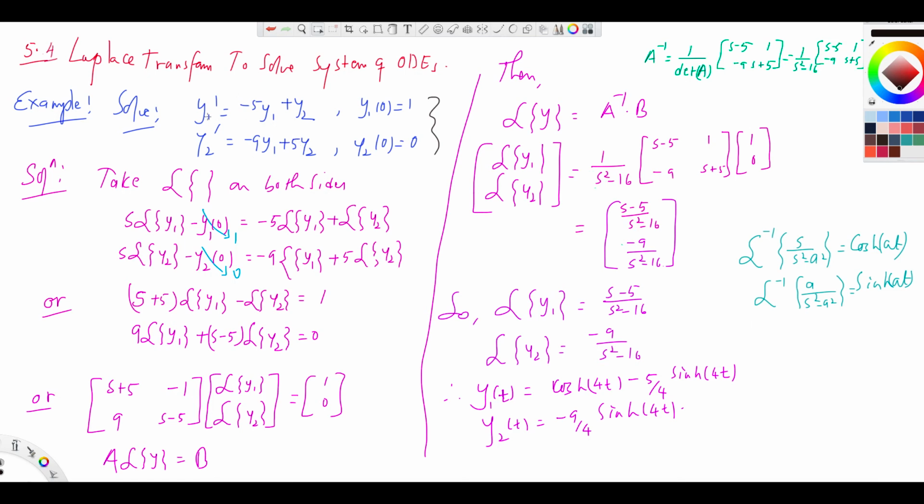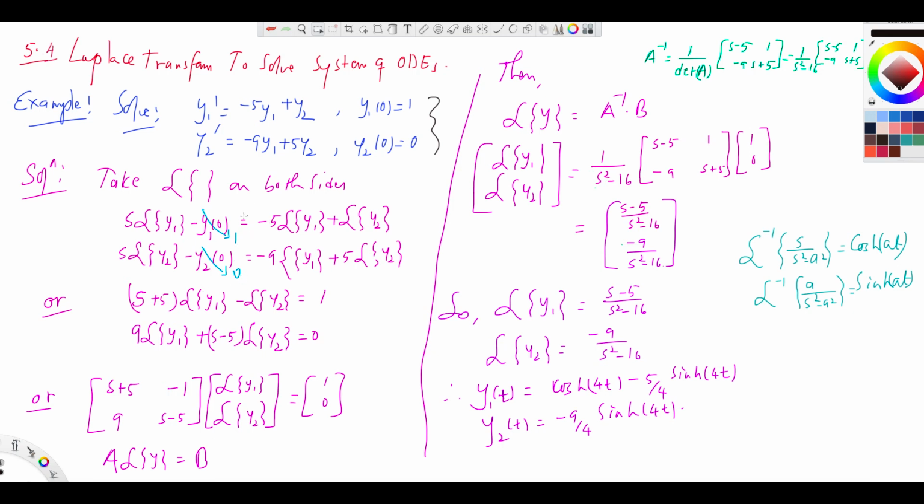Okay, see that y1 prime is negative 5y1 plus y2 and y2 prime is negative 9y1 plus 5y2, and y1(0) is 1 and y2(0) is 0. So to solve this system, what we do is take the Laplace transform on both sides. So the Laplace transform of y1 prime is s times the Laplace transform of y1 minus y1(0), which equals negative 5 times the Laplace transform of y1 plus the Laplace transform of y2. Similarly, you take the Laplace transform and then you plug in the initial values there: y1(0) is 1 and y2(0) is 0.